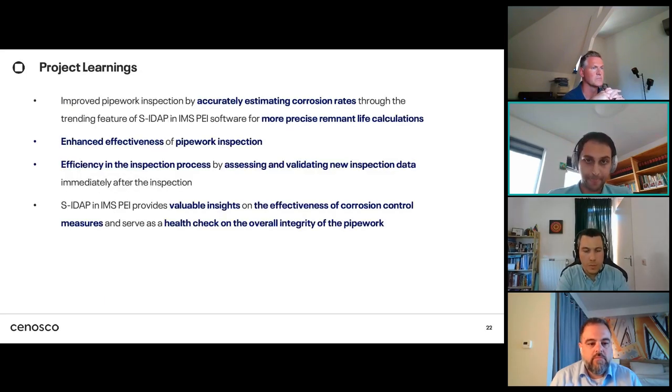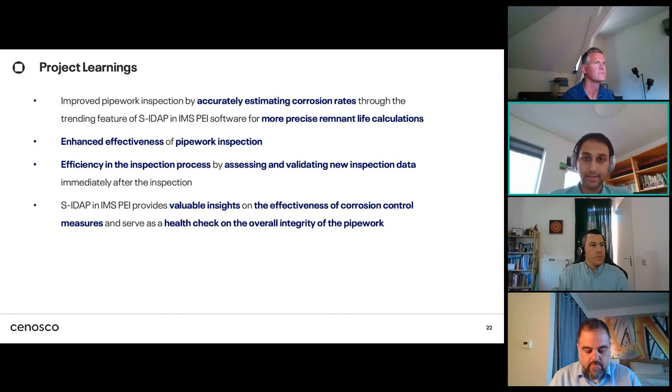So to summarize the project learnings, the pipework inspection for this project was significantly improved by shifting the focus to accurate corrosion rate estimates, and also by modifying the inspection databases, looking at what kind of data we have, collating it, visualizing it and analyzing it. It was also improved by enhancing the efficiency of the inspection process by assessing the data immediately once the inspection is done, so that you can predict anomalies and look at patterns.